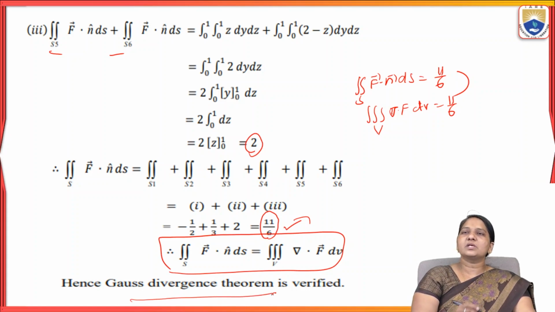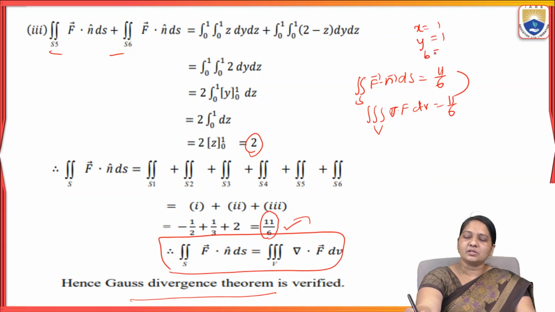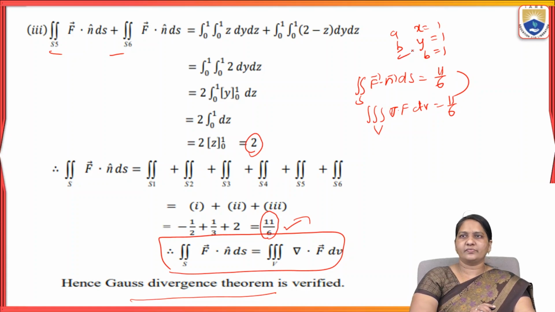In the same way, just in place of a, b and c we have 1s. In the previous problem we had a, b, c. That is the difference, and the function is different. So I hope you understand this problem.